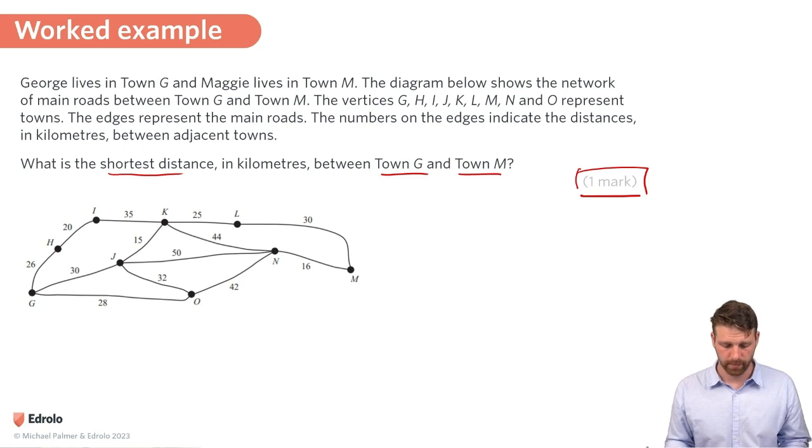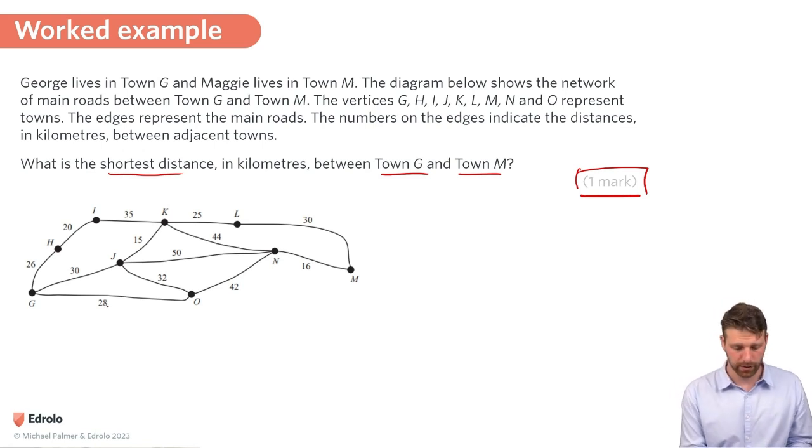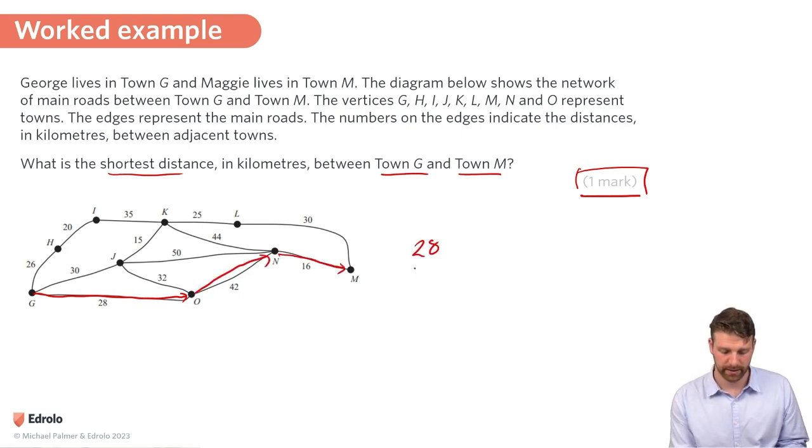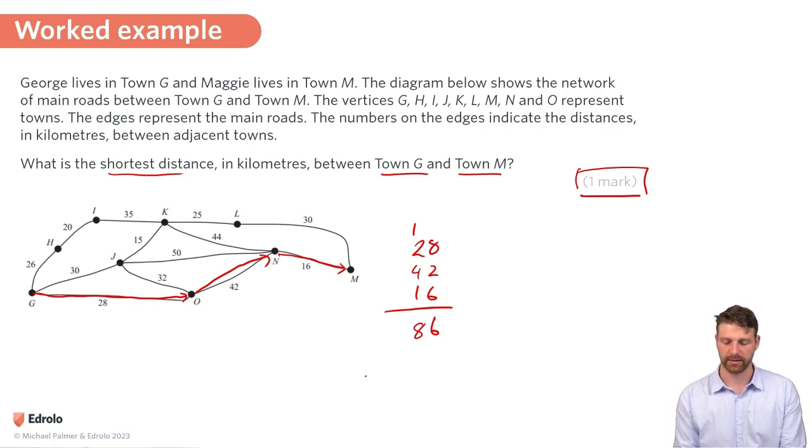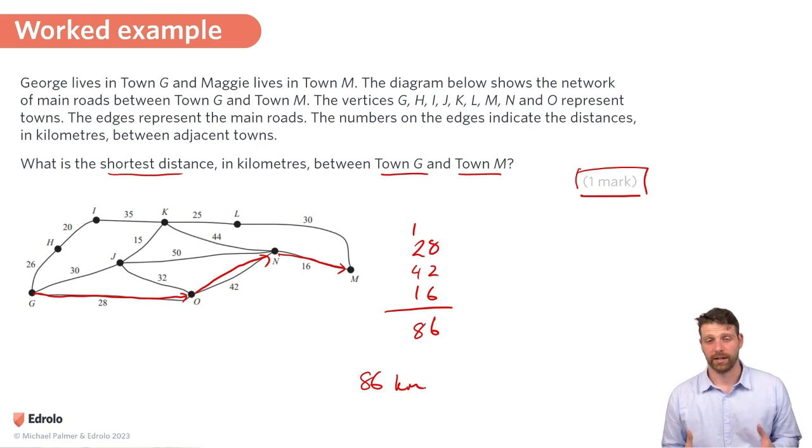So the shortest path ends up being G to O to N to M. And so that's 28 plus 42 plus 16. And so 8 and 2 makes 10. Carry the 1 gives us 86. Okay, so the shortest distance is 86 kilometres. Okay, so worth noting, if you didn't put the units in, you'd probably drop a mark there.